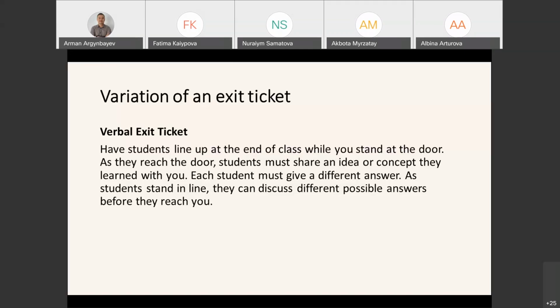As students stand in line, they can discuss different possible answers before they reach you. This is also a variation. Or it might be a different question, depending on the topic. If it was a text, maybe you'll ask a question about the text.